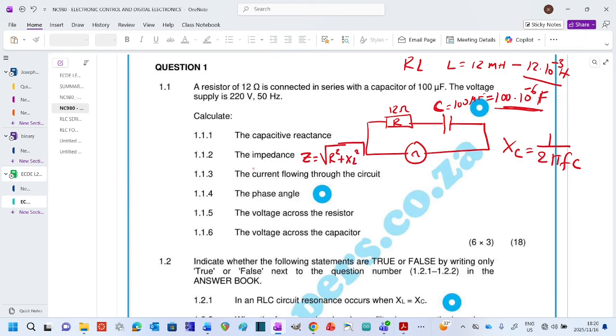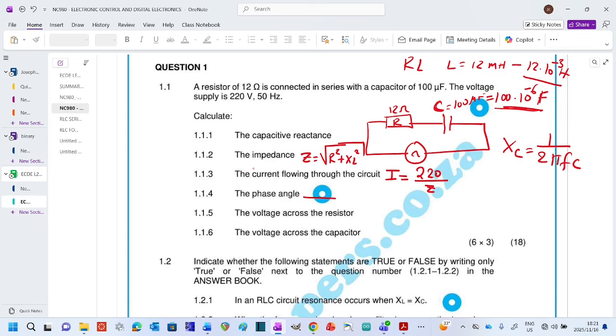The current flowing through the circuit. Since this is a series circuit, there is only one current, and in a series circuit you apply Ohm's law when you are calculating the current. Current is going to be equal to V, the applied voltage. The applied voltage given here was 220 volts divided by Z. So the Z that you find, you're going to have to plug in here to get your total current.